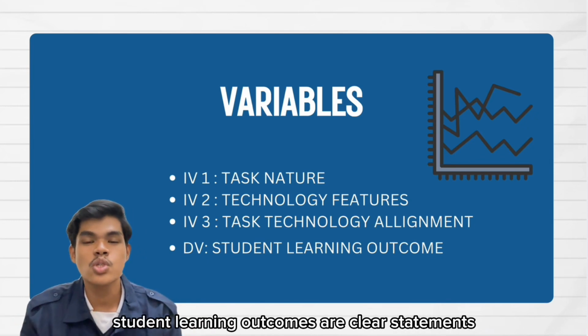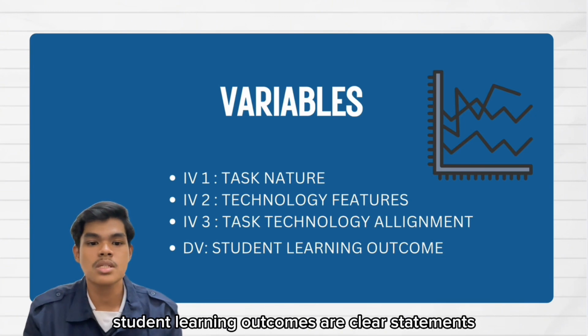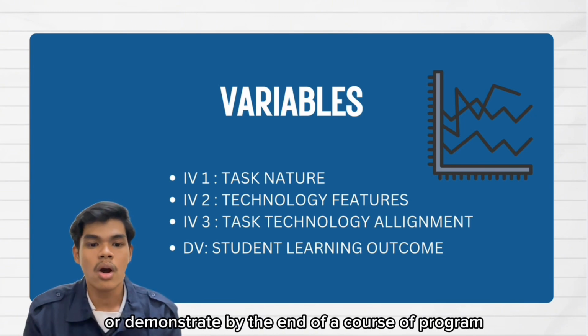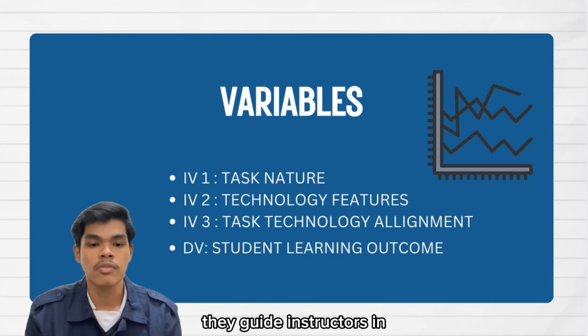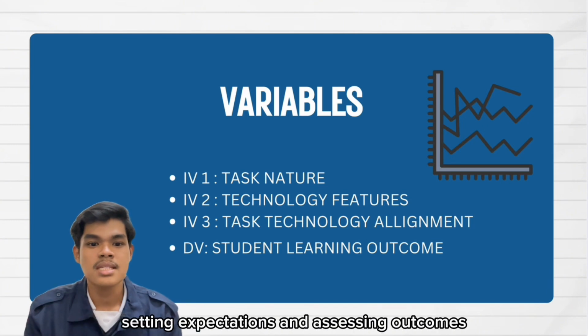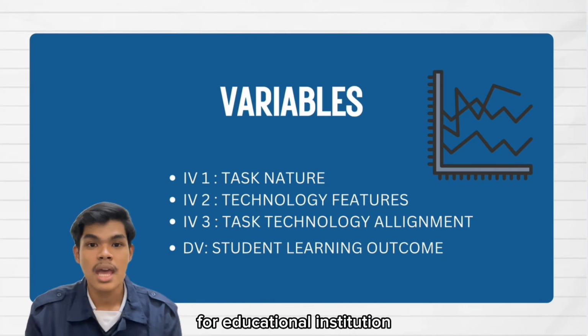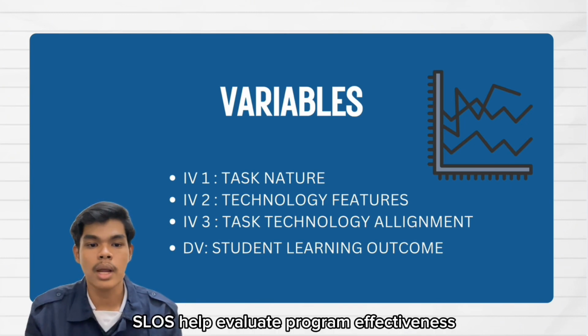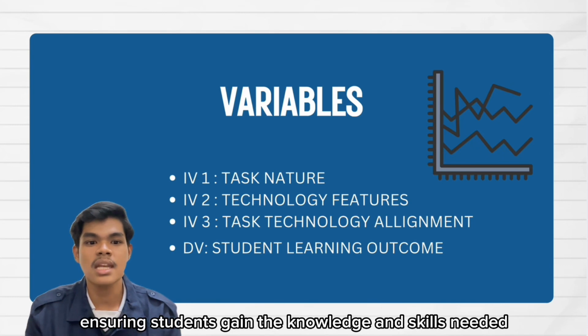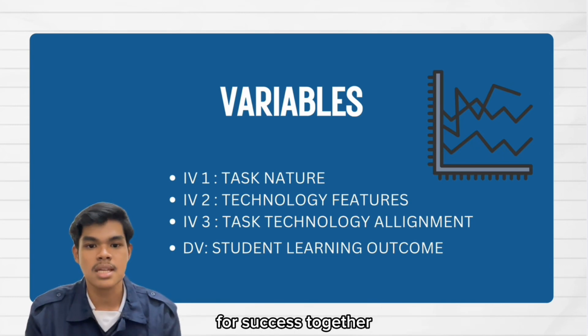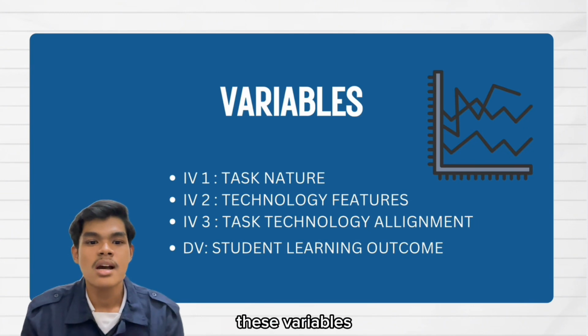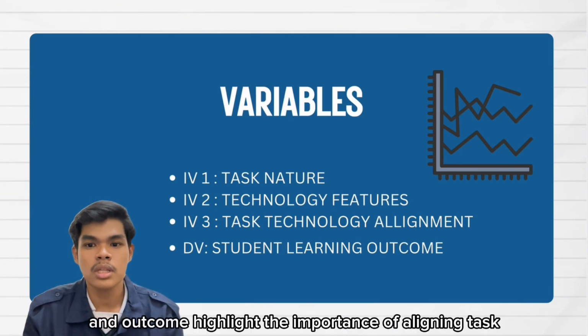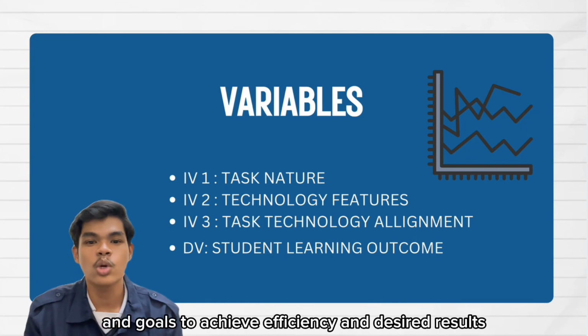And finally, student learning outcomes are clear statements describing what students should know or demonstrate by the end of a course or program. They guide instructors in focusing on critical learning goals, setting expectations, and assessing outcomes. For educational institutions, SLOs help evaluate program effectiveness, ensuring students gain the knowledge and skills needed for success. Together, these variables and outcome highlight the importance of aligning tasks, technology, and goals to achieve efficiency and desired results.